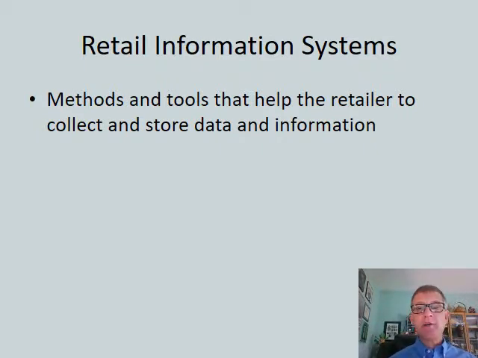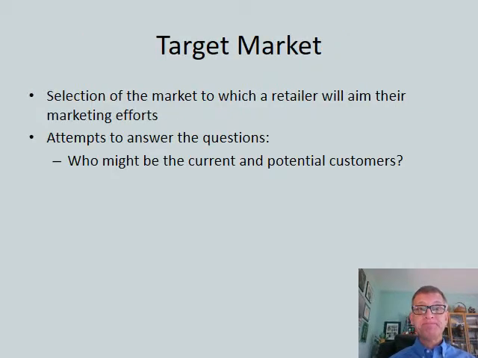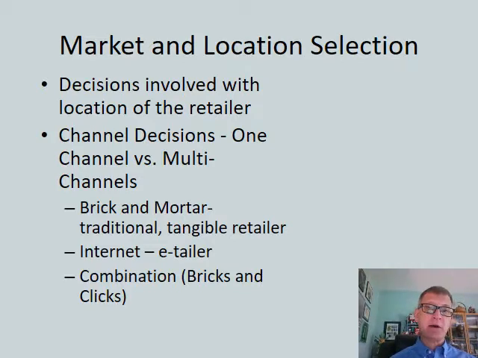Another aspect that we're going to be talking about quite a bit later on in the textbook is retail information systems, and these are the methods and tools that help the retailer collect and store data and information about the clients, about themselves, for tax purposes, for financial purposes, whatever. Target market is terminology that's used quite often, and again, let's get a definition of that. This means I am selecting consciously as a retailer what market I'm going to aim my marketing efforts at. So again, the question would be, who is my current and who are my potential customers? That's the question that the target market asks, that whole theory behind target market.